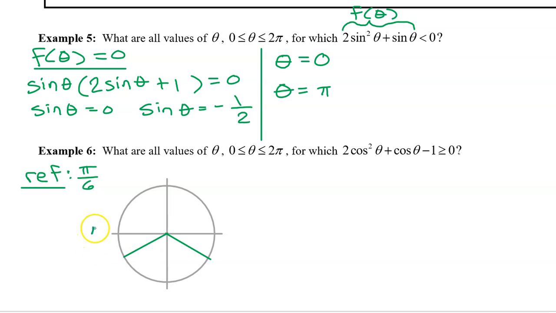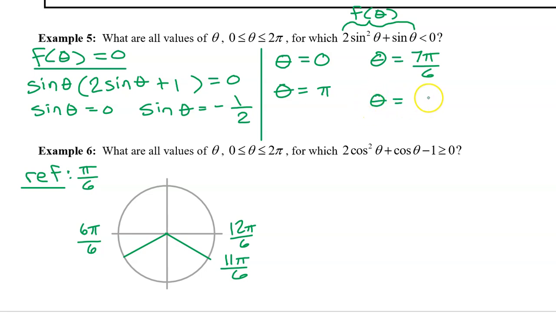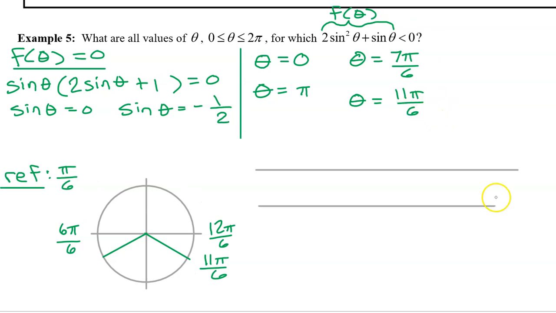We can think of pi as 6 pi over 6. So this angle in the third quadrant is 7 pi over 6. So that's another solution. Theta equals 7 pi over 6. We can think of 2 pi as 12 pi over 6. So this angle in the fourth quadrant is 11 pi over 6. That is a fourth solution. Theta equals 11 pi over 6.